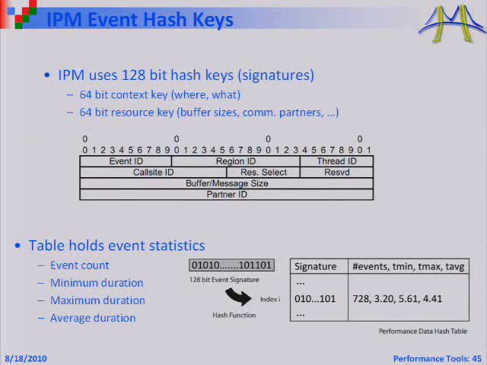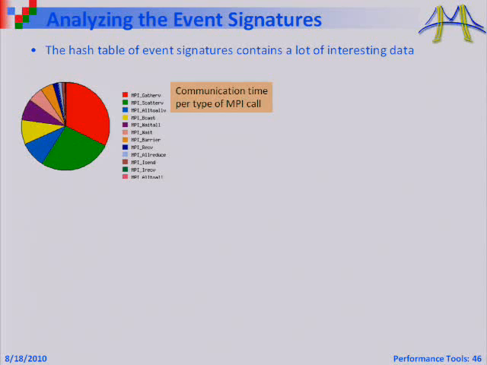So this is a pretty simple concept, but it turns out that if you analyze the data in the hash table, you can get a lot of things out. So this is a very simple example. It's just a pie chart that tells you how much of your MPI time was spent in different types of MPI calls. So how much time was spent in the gather operation, scatter operation, all-to-all, and so on. And that's included in the hash table, of course, because one of the fields that we index on is the type of MPI call that we used.